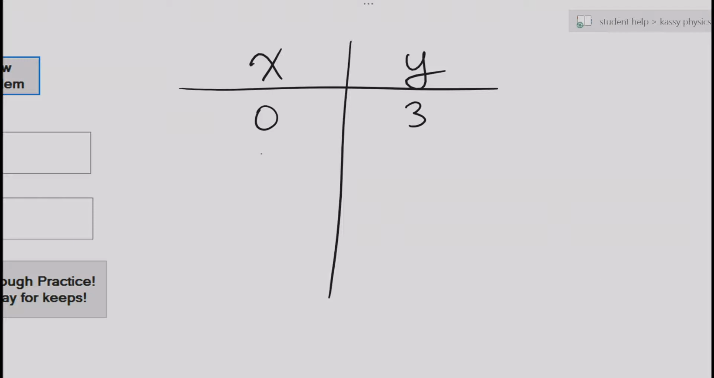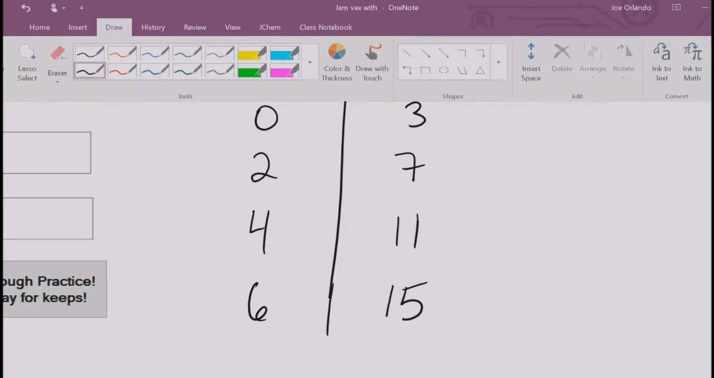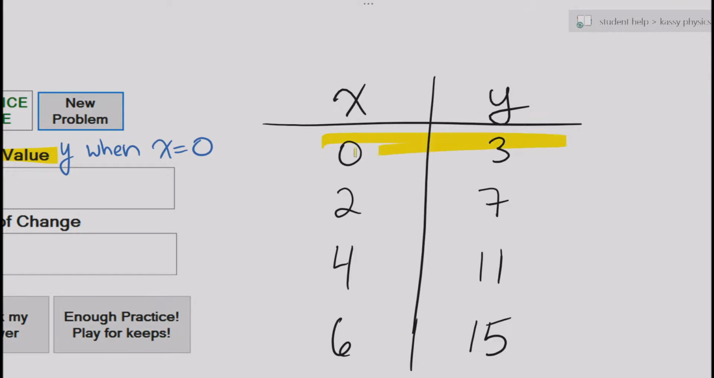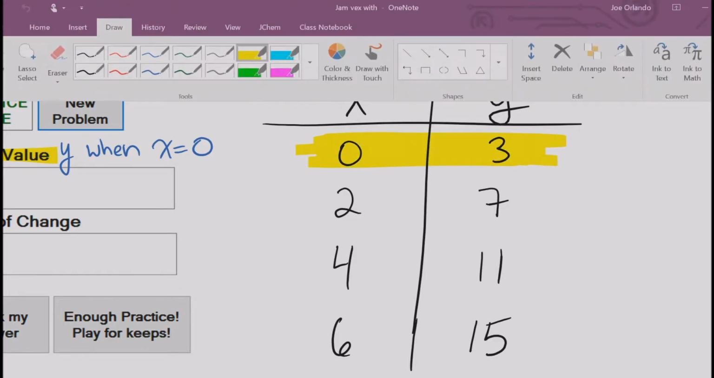0 and 3, 2 and 7, 4 and 11, and 6 and 15. There we go. We could at least get the initial value easily, because remember the initial value is y when x is equal to 0. So here, that's really easy, because when x is equal to 0, y is equal to 3.